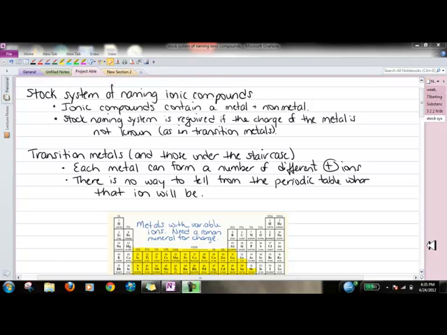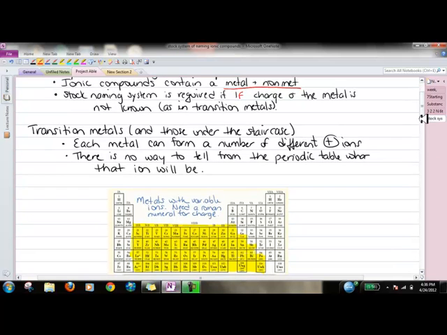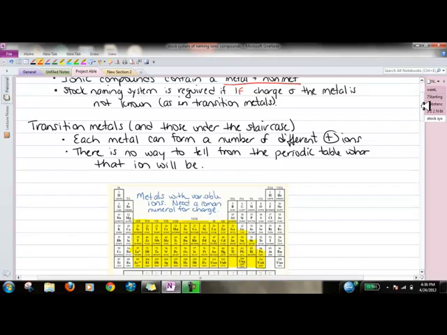Today I want to review with you the stock naming system for ionic compounds. As we know already, all ionic compounds contain a metal and a non-metal. However, some of them, such as the transition metals, are metals that we don't know the charge of. Those are ones that we need to add information to the reader to help us understand which ion it is going to be. So let's look at what we're talking about.